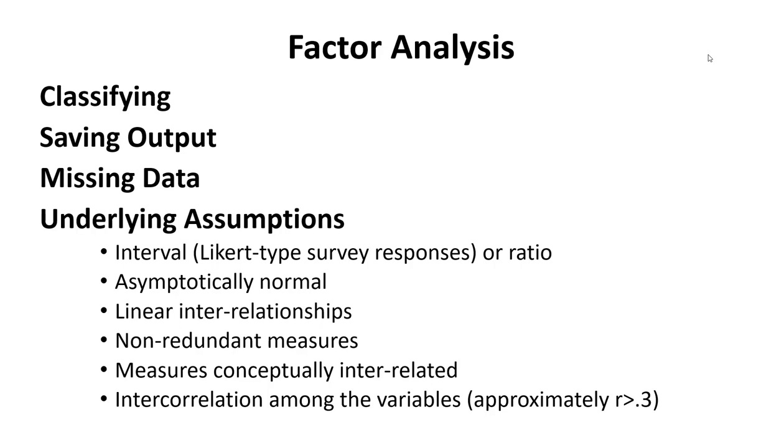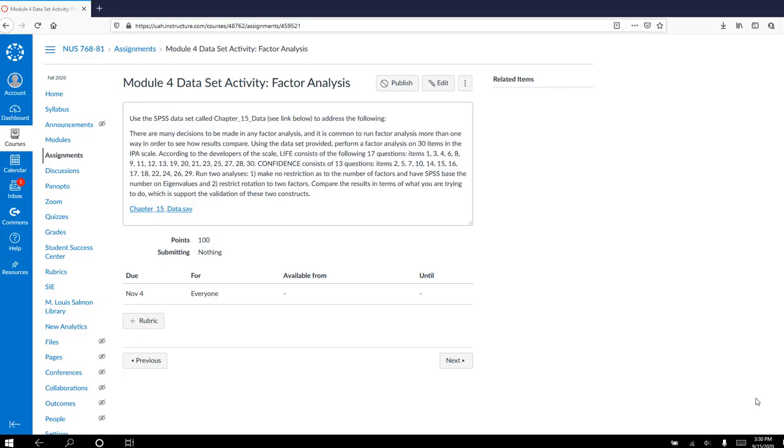For example, you don't want the exact same calculations to appear twice in your set of variables. But we do want the measures to be conceptually related in some way, and we should expect some intercorrelation among them. A good rule of thumb is that you want at least a Pearson's R correlation coefficient of 0.3. And now I'll walk you through the Module 4 dataset activity.